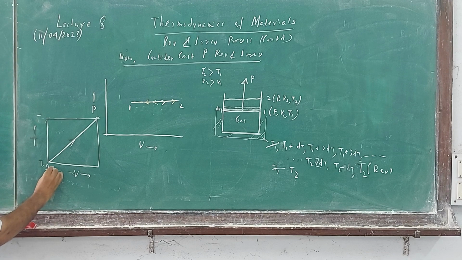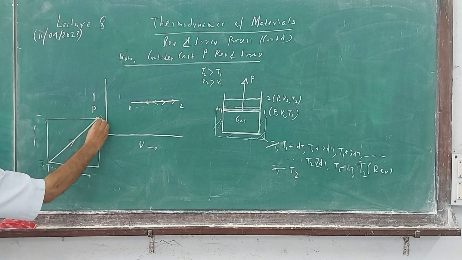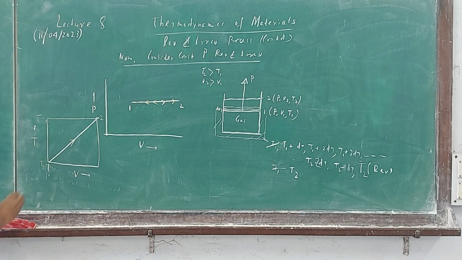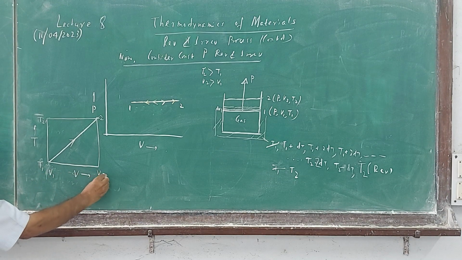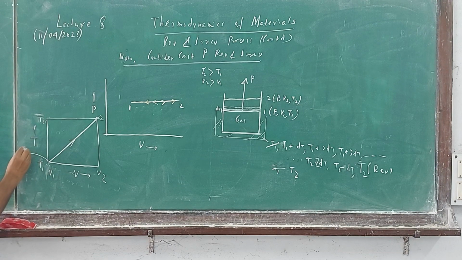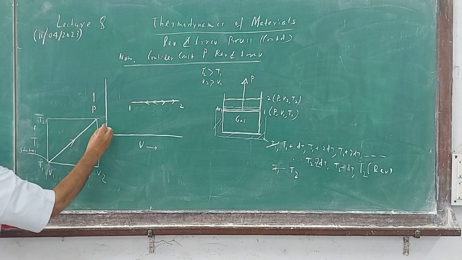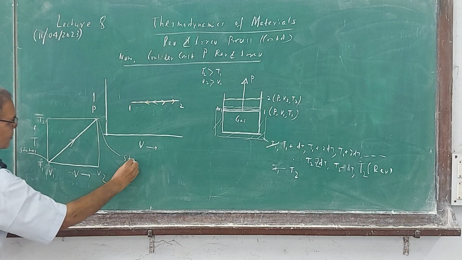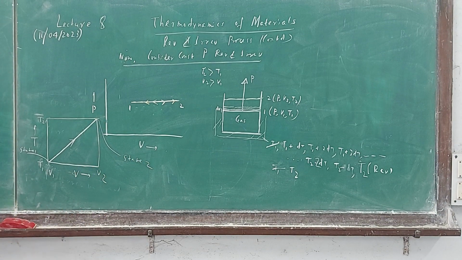State 1, state 2. So T1 is the temperature here. What is the temperature up there? T2. So I have sketched nicely. And what is the volume? V1, V2. You write this here. This is state 1, right here clearly. This is state 2. V1, V2. Okay, this is over.